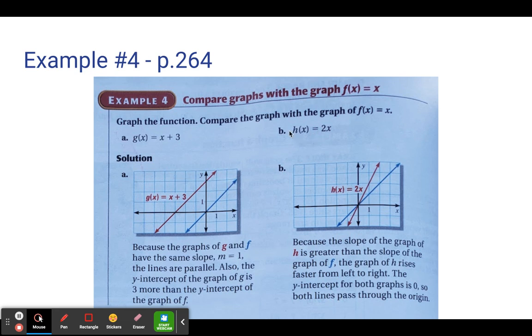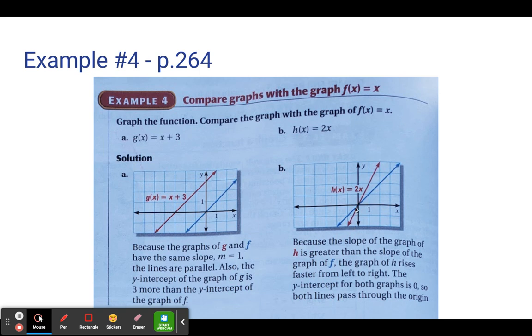For the next line, we have h of x equals 2x. So we can see that both cross the y-axis at 0, giving us a y-intercept of 0, so it's just plus 0. They don't write that, because mathematicians are lazy or efficient, however you think of it.